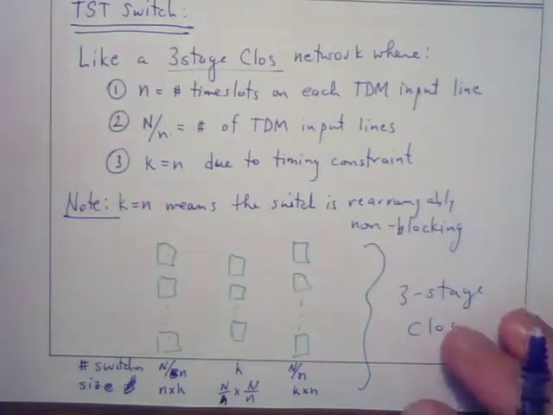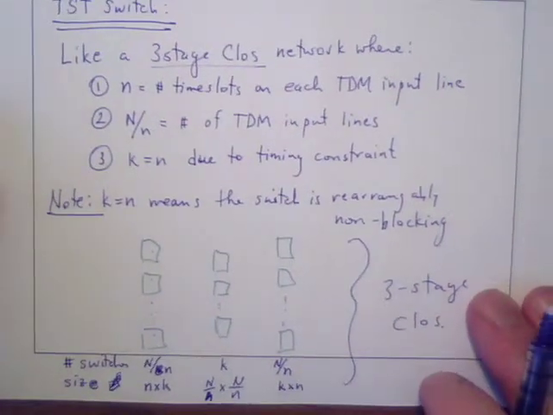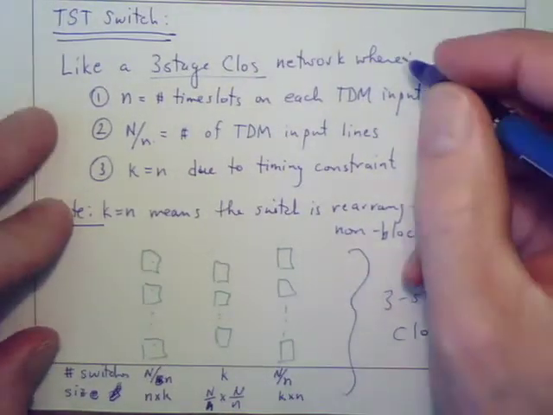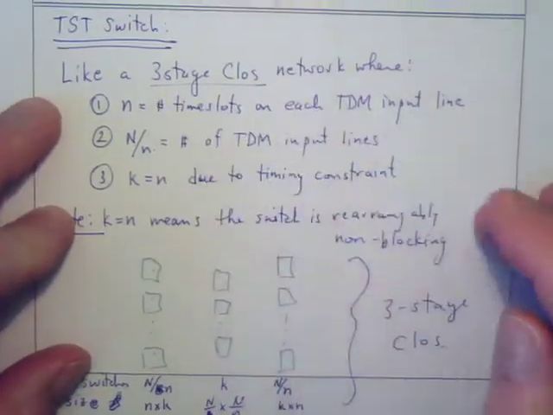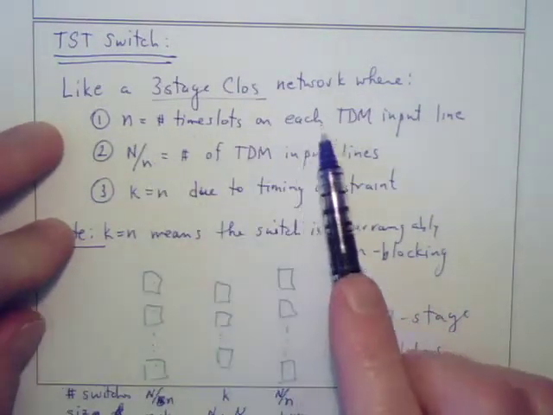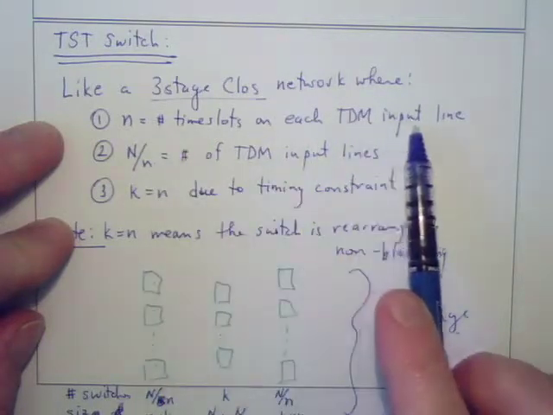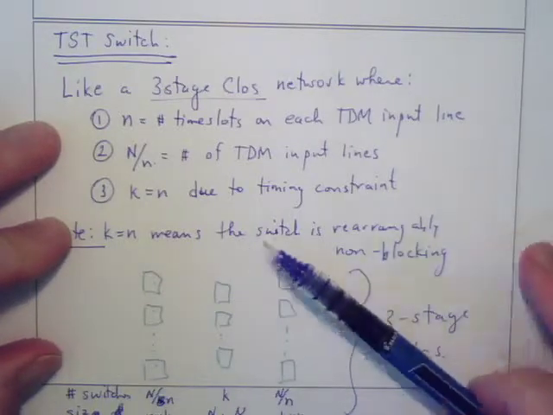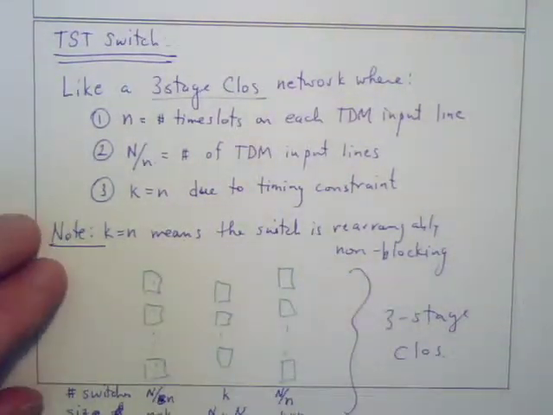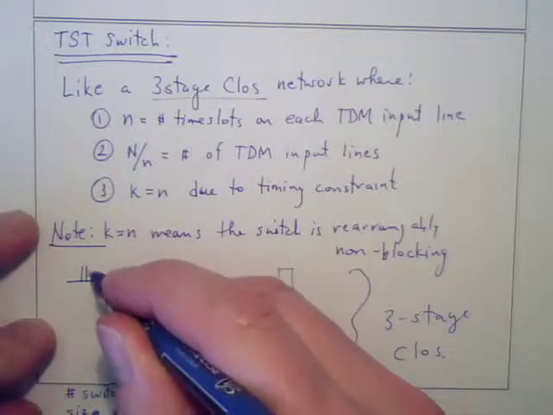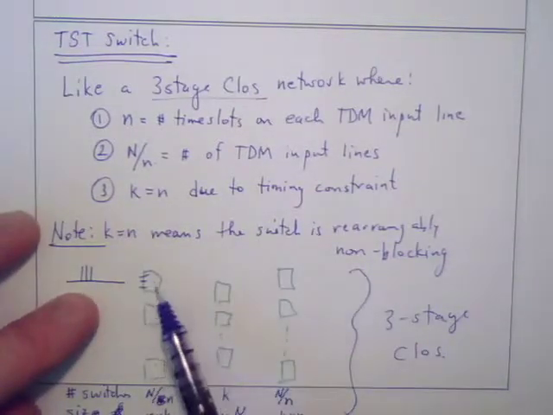Okay, and so this is how we characterized the three-stage Clos network. Okay, and now I want to show you the relationship to the TST switch. So in a TST switch, it's like a three-stage Clos network where, for number 1, n, the number of time slots on each TDM, is equal to the number of time slots on each input line. That is little n, which is the number of inputs of each of the stage 1 switches. So if this stage 1 switch has 3 inputs, that corresponds to 3 different time slots on my incoming line.